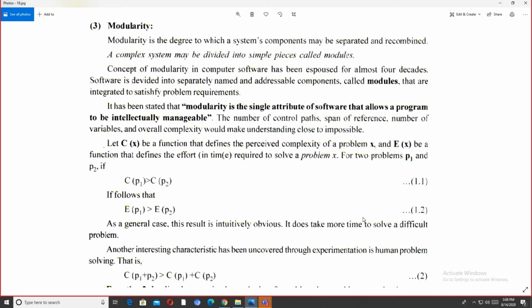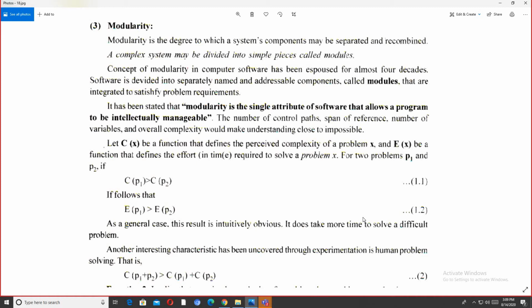You have to combine all the modules so that you can form the perfect software which is required, but modularity has to be taken care of. So that they are integrated to satisfy the problem requirement. The problem requirement is further divided into many smaller tasks so that modularity may be achieved. It has been stated that modularity is the single attribute of software that allows a program to be intellectually manageable.